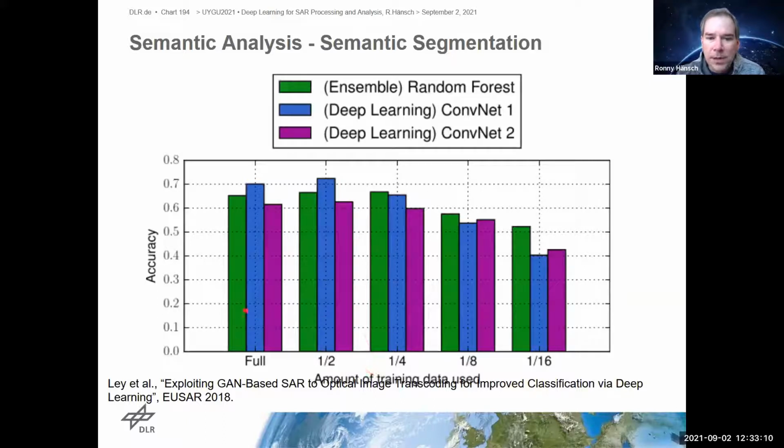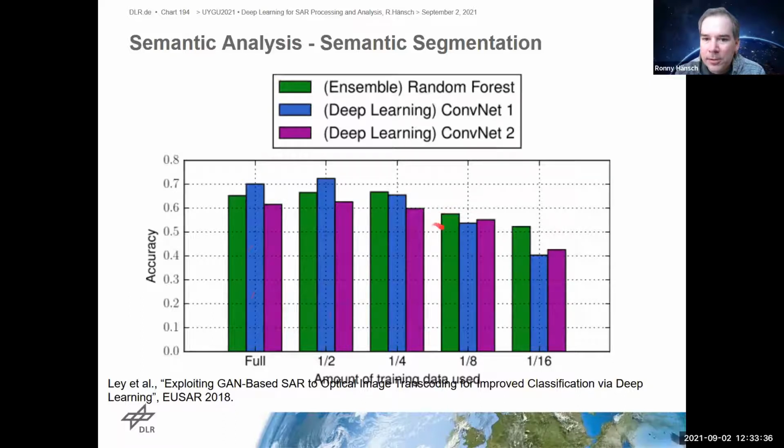And you can see this also here. Blue and violet are two different convolutional neural networks trained on a different amount of training data. Here it's all the training data we had, and this is only 1/16th of the training data. The green one is a random forest, a special random forest that is also doing feature learning, but just shallow learning. And you can see that this shallow learning is actually outperforming the deep learning by quite a bit if you only have a few samples.